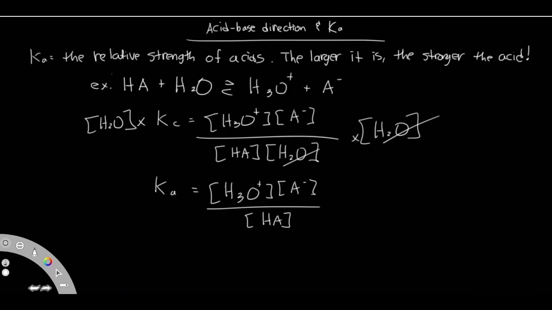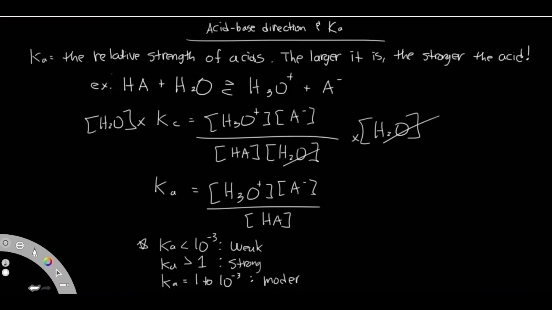That's it. So whatever Ka value you get, if you get a Ka value that is less than 10 to the negative 3, it's going to be weak. If you have a Ka value that is greater than 1, it is going to be strong. If you have a Ka value that is between 1 and 10 to the negative 3, this is going to be considered a moderate strength of acid.